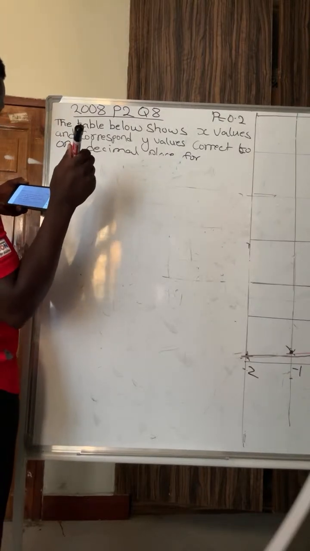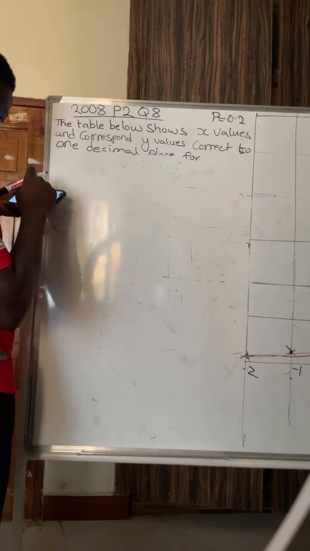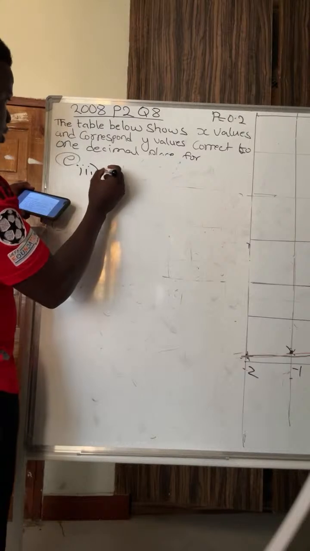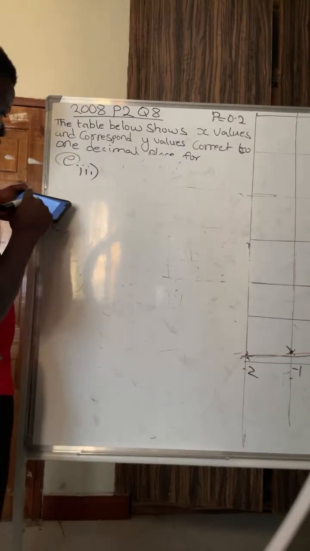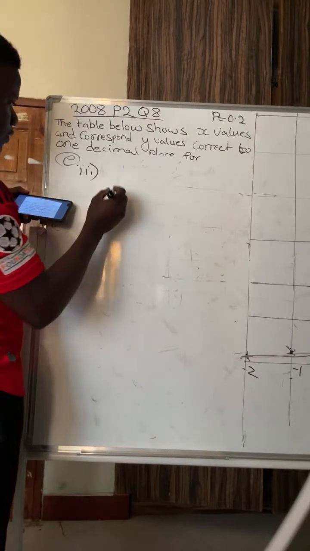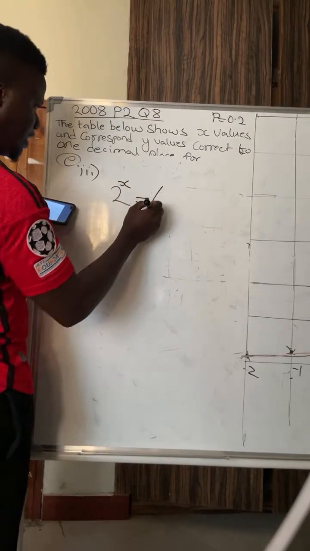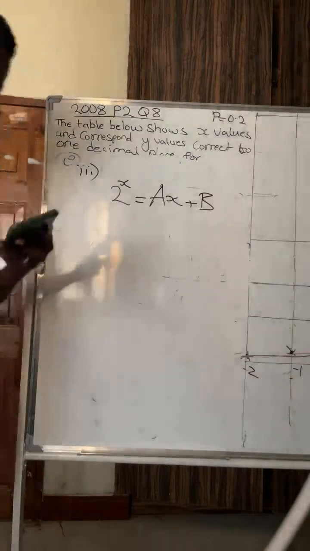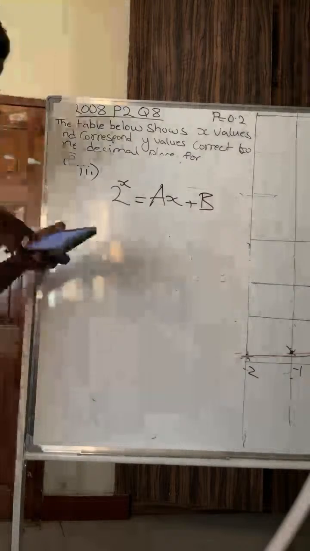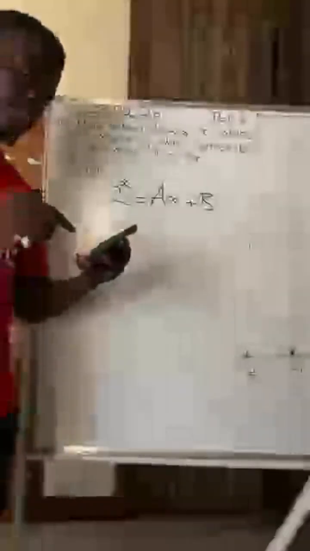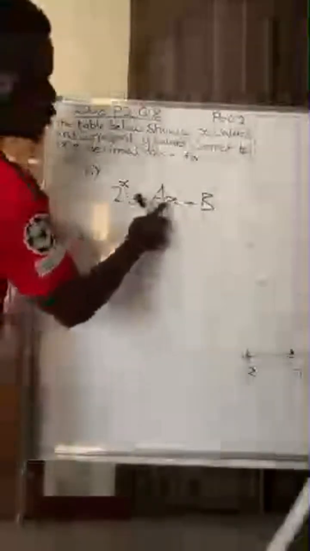Sorry, question E, Roman numeral 3. The x coordinate of this point of intersection satisfies the equation 2 to the power x equals ax plus b. Find the values of a and b.